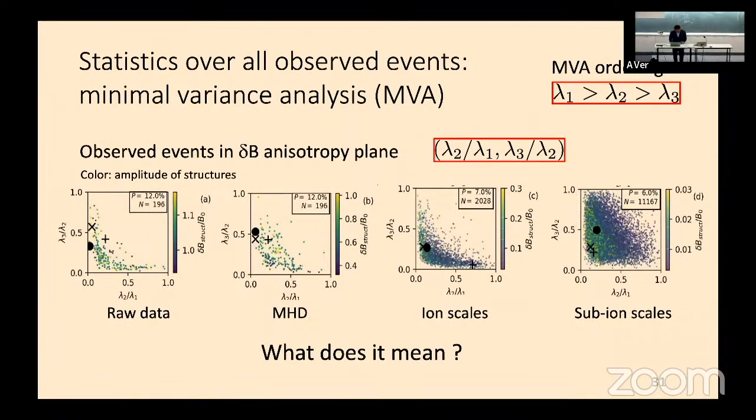So this is showing us the analysis of the MHD scale structures using raw data without any filtration. This is showing us the MHD scale structures using the filtered magnetic field data at MHD scales, band-pass filtered data. This panel is corresponding to ion scale structures. And this is for sub-ion scale structures. We can see that the distribution is nearly similar at MHD scales and at ion scales, but very different at sub-ion scales. So we ask ourselves, what does it mean?